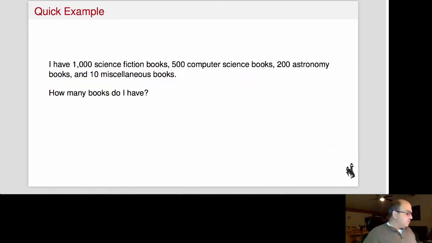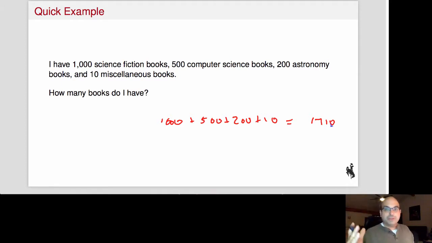Okay, so for example, let's say that I walk around my house and I see 1,000 science fiction books, okay, 500 computer science books, 200 astronomy books, and 10 other books of different kinds, right? So the question is, how many books do I have? Well, I think it's reasonable to assume that all these are disjoint, right? So the answer is going to be 1,000 plus 500 plus 200 plus 10, right? And that's going to be what, 1,710? Okay, so that's the total number of books, right? That's a straightforward application of this principle.